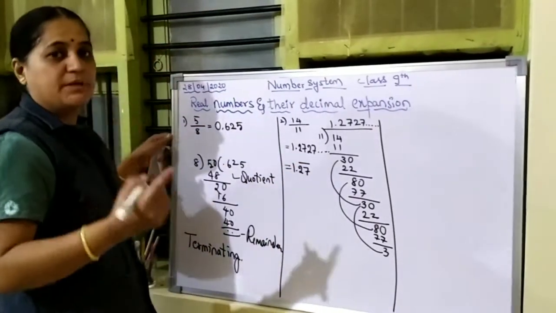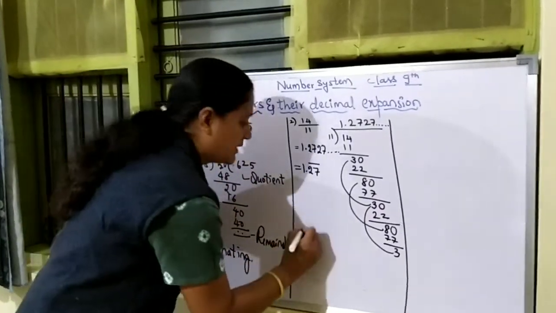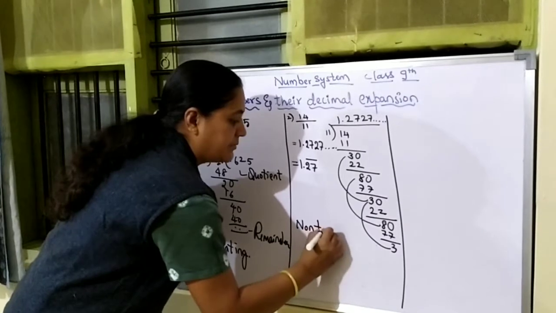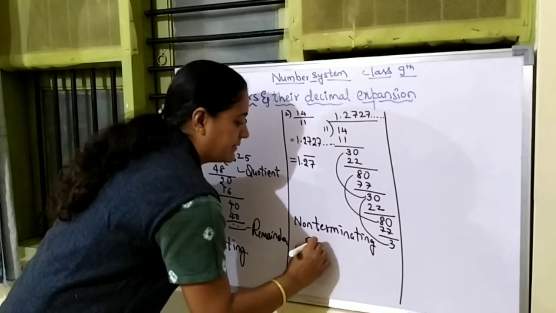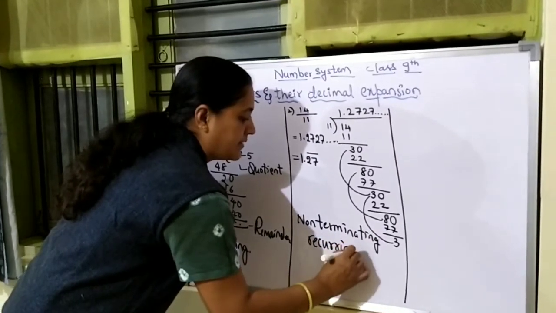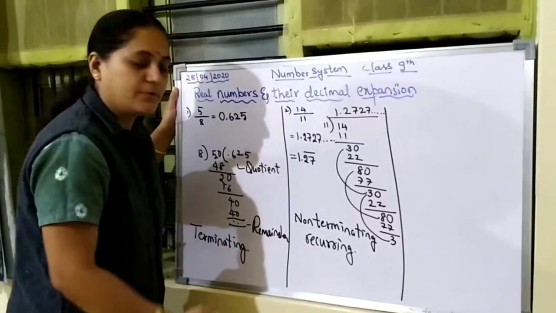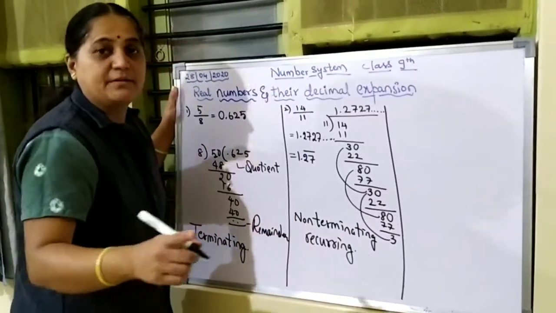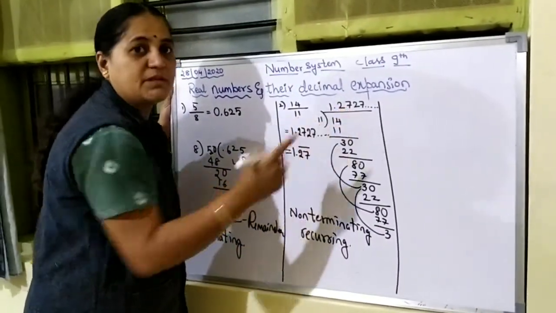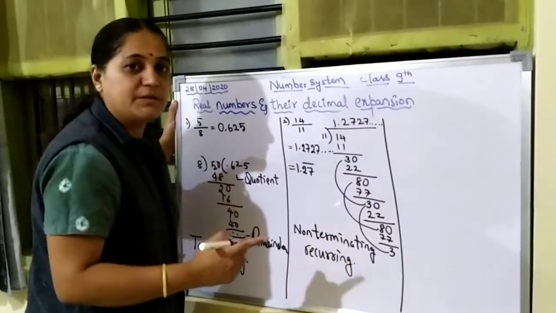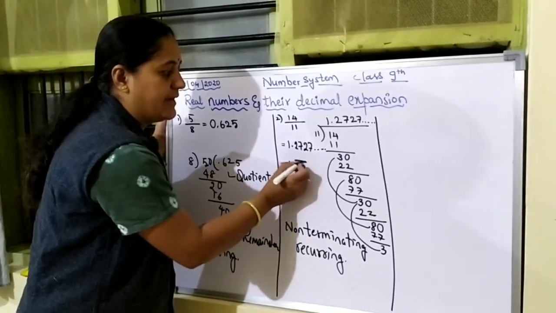The numbers which are repeating are called non-terminating recurring. Recurring means again the number will repeat. Non-terminating means they will never end. The remainder you will get is never 0, but in the quotient you can see the numbers are repeating. Here 2 digits are repeating, 2 and 7, so that's why I have put the bar for 2 and 7.